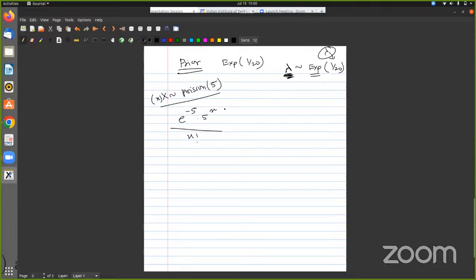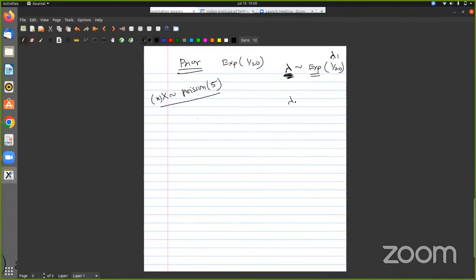Okay, what is the exponential distribution? Lambda e to the power minus lambda x. The prior itself is a distribution of lambda. Prior is a distribution for lambda. That means it is a variable. Lambda is a variable here. So for that, what should I do? Lambda e to the power... I'll say lambda 1 here. This is lambda 1.